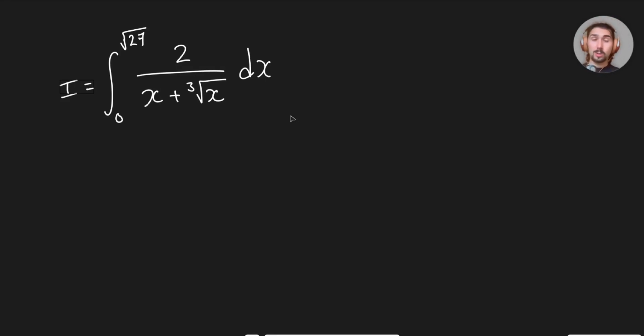In this video, we're doing an integral. It's actually an improper integral because you can see that when x is 0, we're doing 2 divided by 0 here, and 0 is our lower limit. So this is going to be an improper integral. Let's go straight into it.